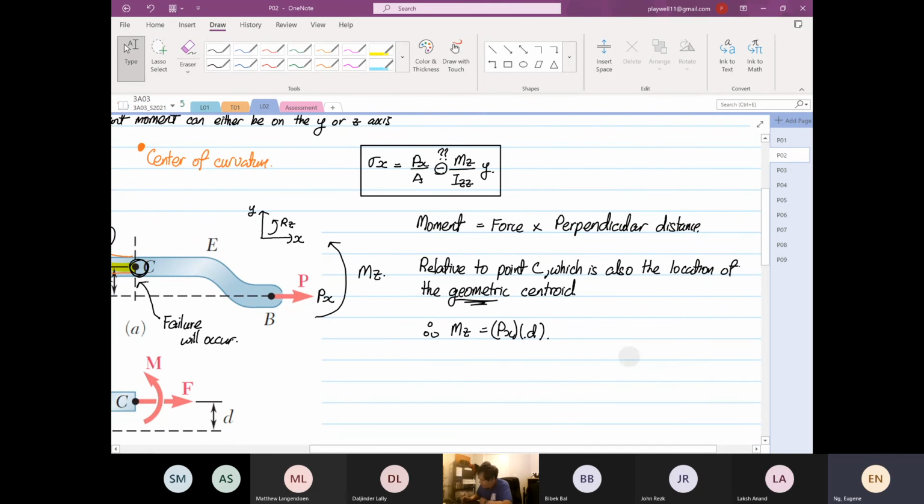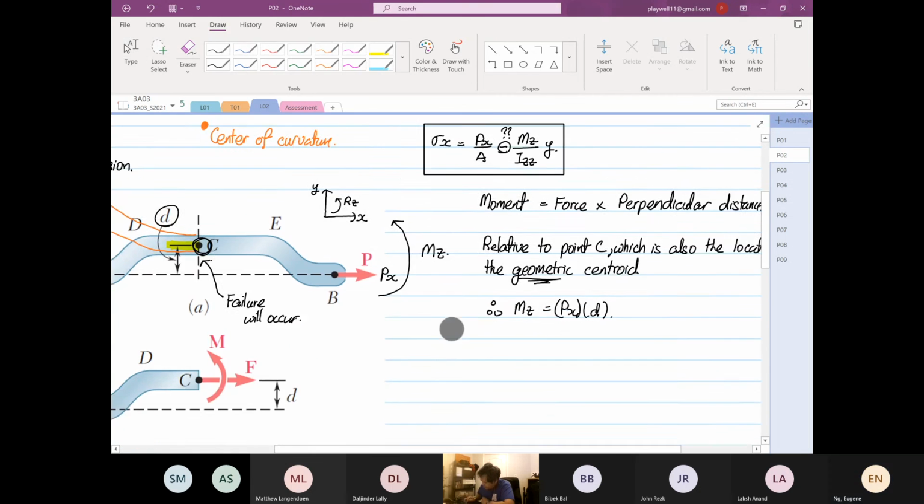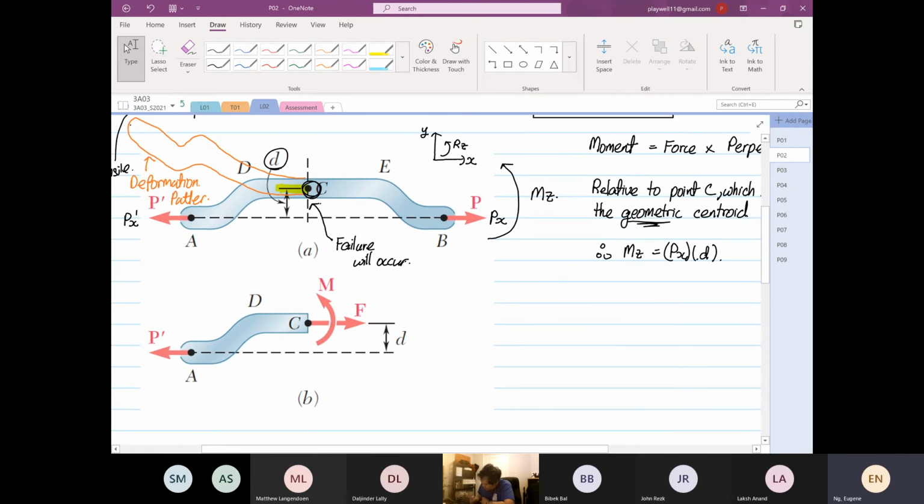Now, going back to the formula where we have Px over A minus Mz over Izz multiplied by y. Based on this diagram and Newton's third law, we cut the structure in half because we know failure will occur at point C. If over here we have P prime, by applying Newton's third law, action equal to reaction, same in magnitude, different in direction, you have F over here. It has to react, yes or no?